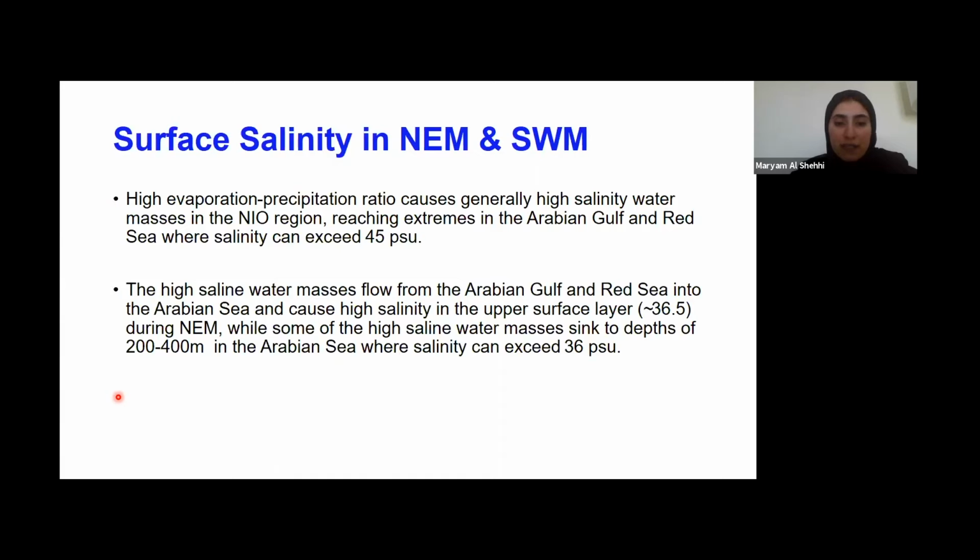This high salinity water leaves the Arabian Gulf at the upper surface with a PSU of 36.5, especially during the northeast monsoon. However, sometimes the high saline water sinks to a depth of 200 to 400 meters when it leaves the Arabian Gulf, going to the Sea of Oman at a depth between 200 and 400, and it affects the salinity of the Arabian Sea.